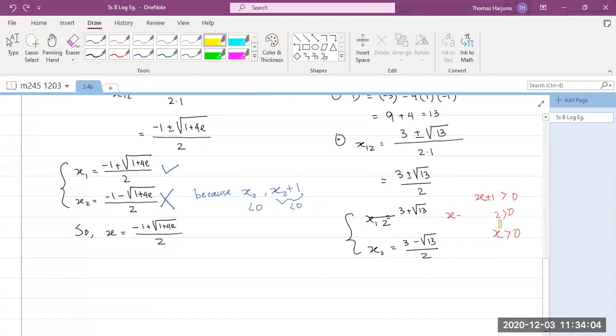All I need to make sure is that the smallest one has to be positive. In this case, among these three, the smallest one is this, right? Okay, so your x has to be greater than 2.